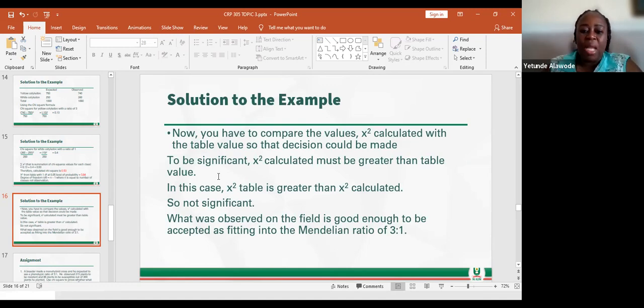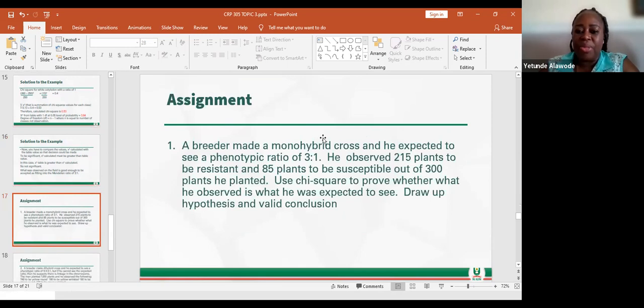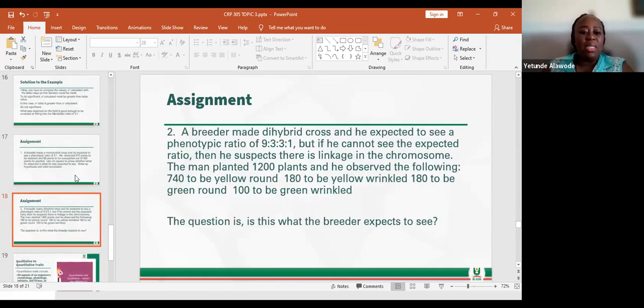So in this case now, it was not significant. Sorry, I'm mixing something up. If it is not significant, then you can accept. But if it is significant, not. What I want you to do in this assignment now is that you try it. This is another monohybrid cross. You have your observed value, you have your calculated value. Maybe we should just do this in class, and then let me do this as an assignment.